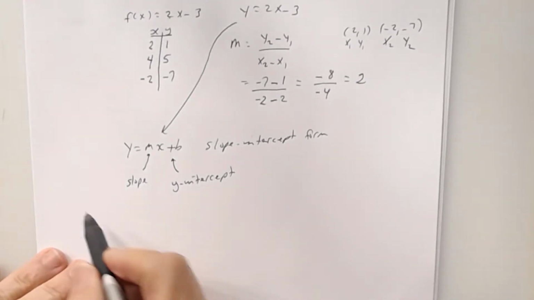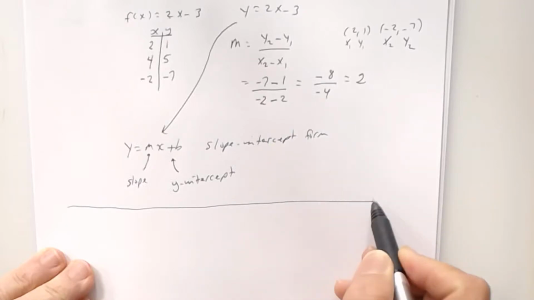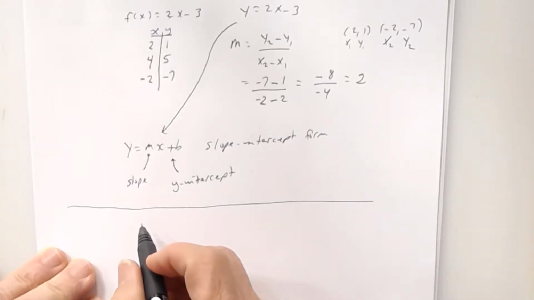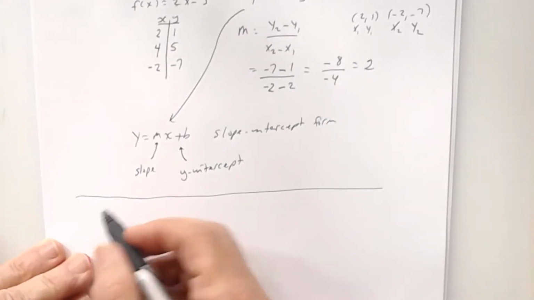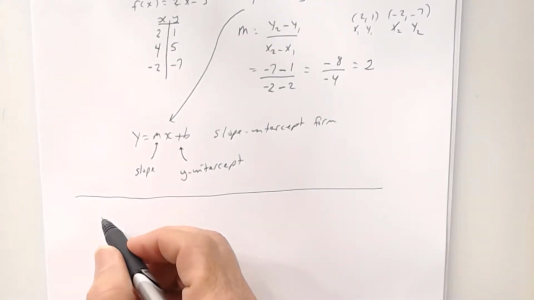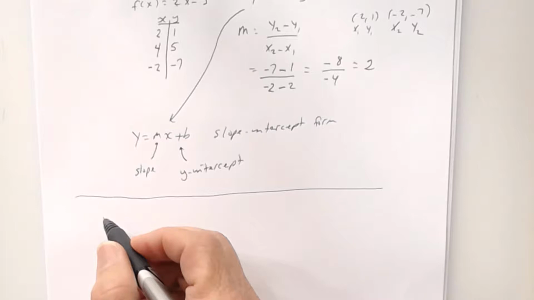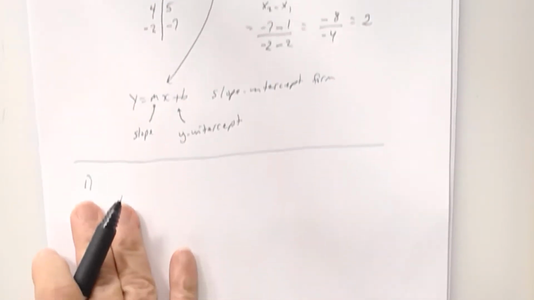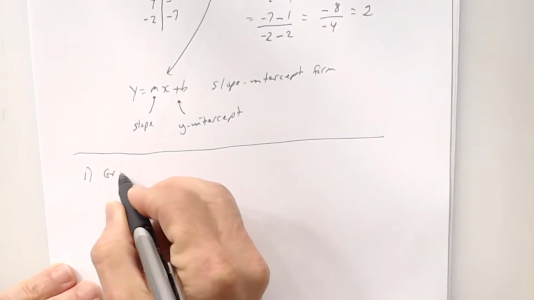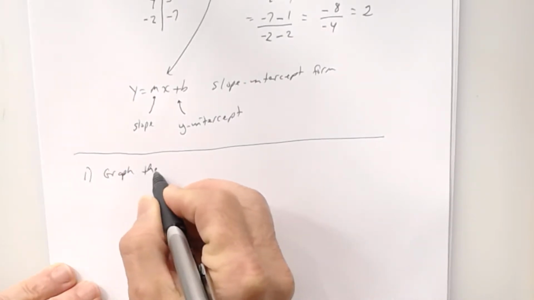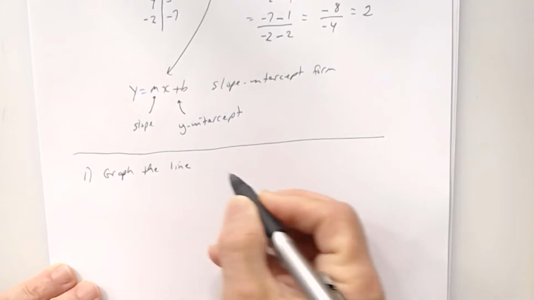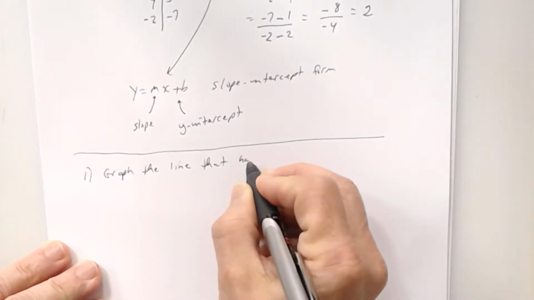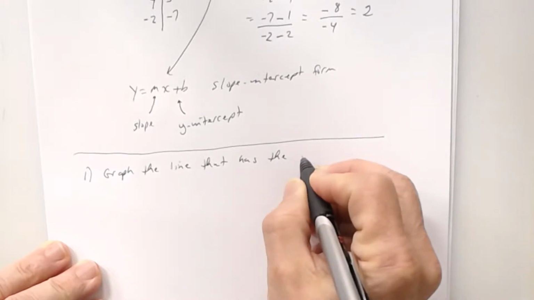All right, now, knowing that when you get y by itself, that's slope-intercept form, let's go ahead and try and graph this line. So write this number 1. Graph the line. Graph the line that has the following conditions.